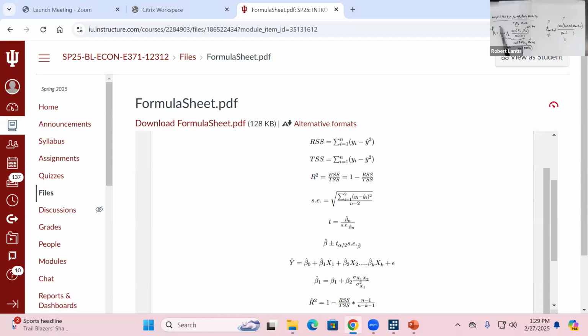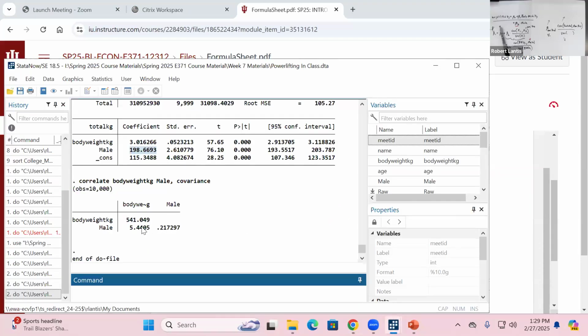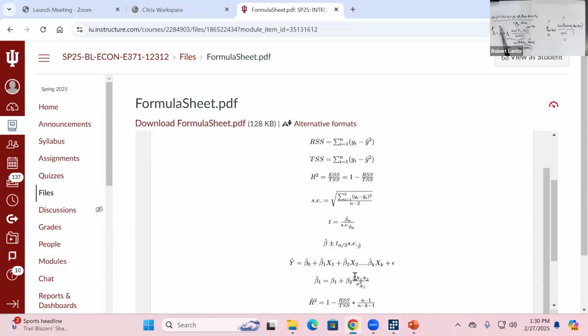What is the covariance? Well, my covariance matrix tells me the relationship between body weight and male, 5.44. And then the cross, this is just going to represent the covariance of male with male, which is just my variance. So I've got the variance of the variable I included, body weight, and the covariance of the omitted variable. If I plugged in the covariance and the variance, I'm giving you what the effect of male would have been.